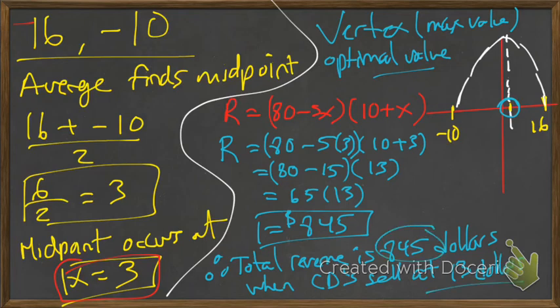So we found our max value. And I'm not going to graph that because 845 is a bit too high for me to graph. But we know the CD sells at $13 because it was 10 plus 3, and our max revenue is 845.